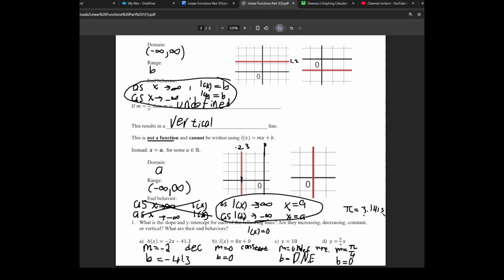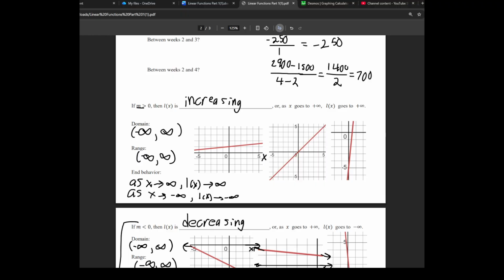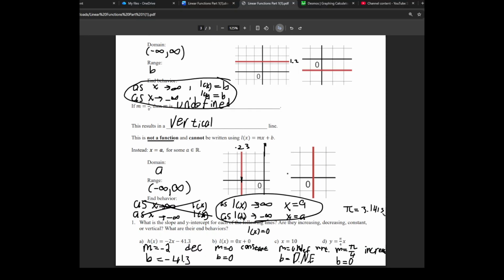Pi divided by 4, well, pi is a positive number. 4 is a positive number. Positive divided by positive will be positive. So we will be increasing. Running out of space. And our end behavior will look like this right here. As you go to the right, your graph goes up. As you go to the left, your graph goes down. That'll be it for video number 1.